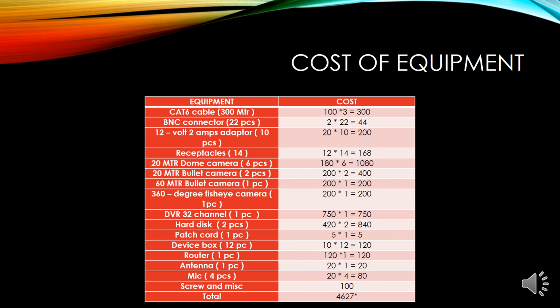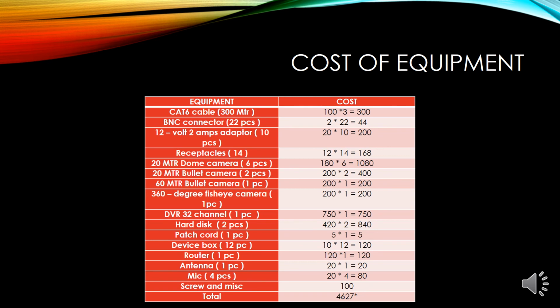So here's the cost of cameras. The 20 MTR dome cameras will cost around $1,080 because we need 6 cameras. The 20 MTR bullet cameras will cost around $400. The 60-meter bullet camera will cost around $200. The 360-degree fisheye camera will cost around $200.